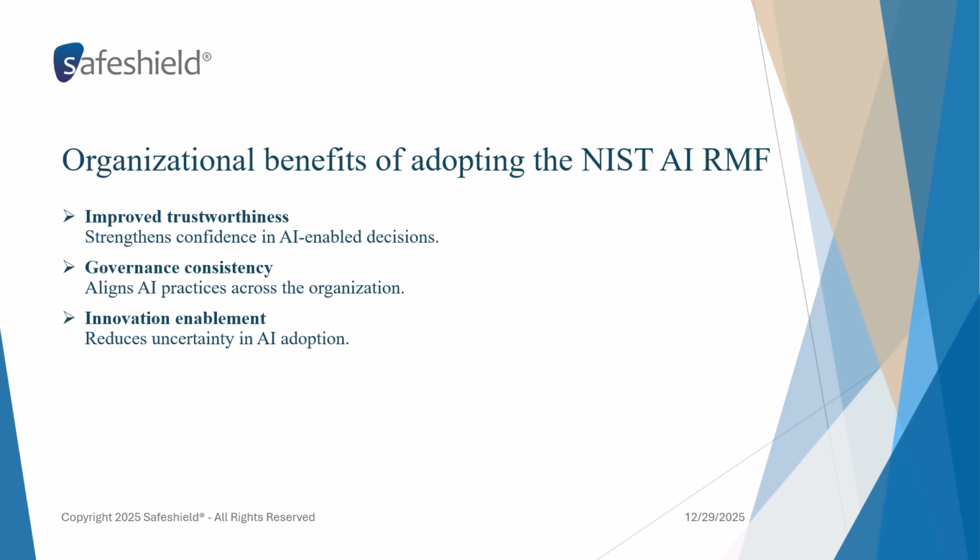Integration with existing enterprise risk management and governance processes improves operational efficiency. Organizations can leverage established committees, reporting mechanisms, and assurance activities while addressing AI-specific risks. Over time, this integration supports scalability, maturity, and resilience as AI systems become embedded in core business operations. Together, these benefits position organizations to use AI responsibly while maintaining strategic agility and stakeholder trust.